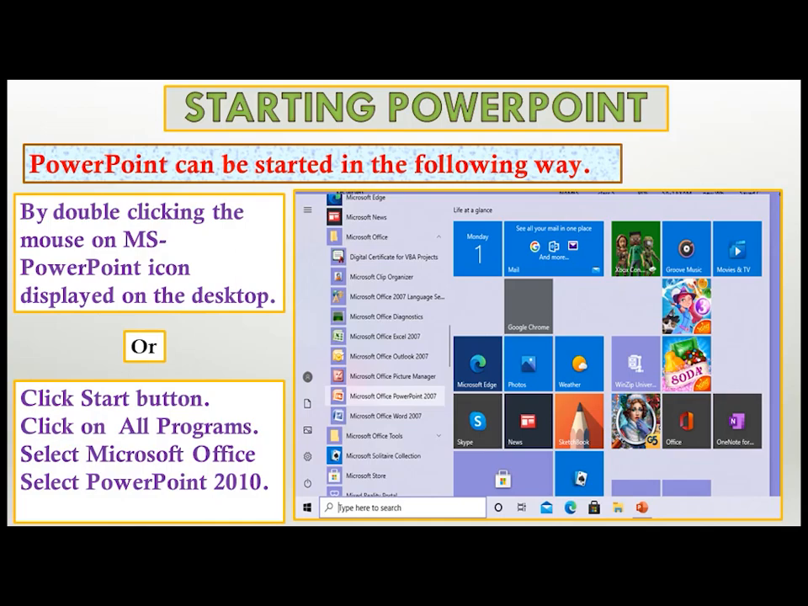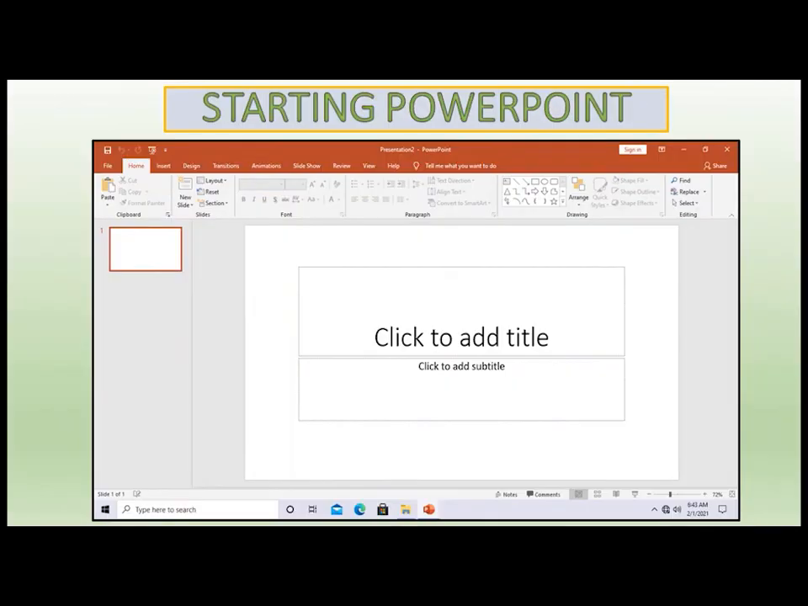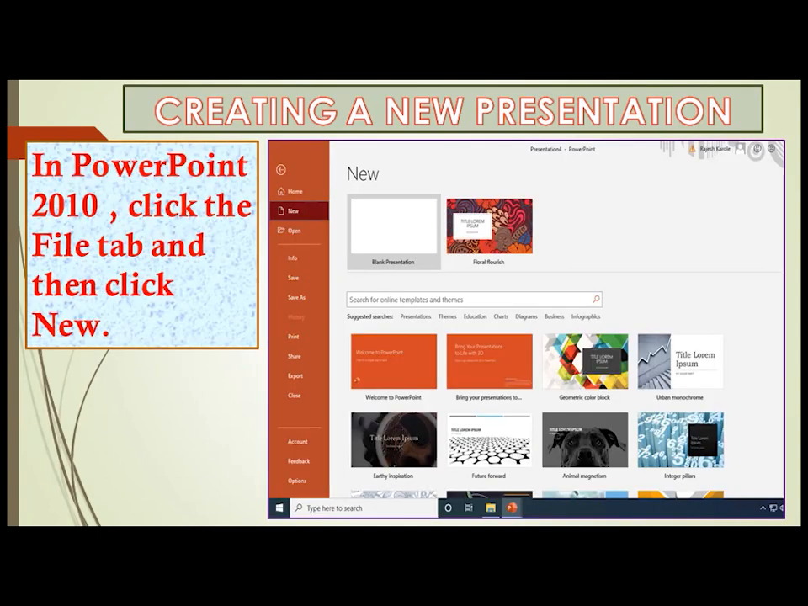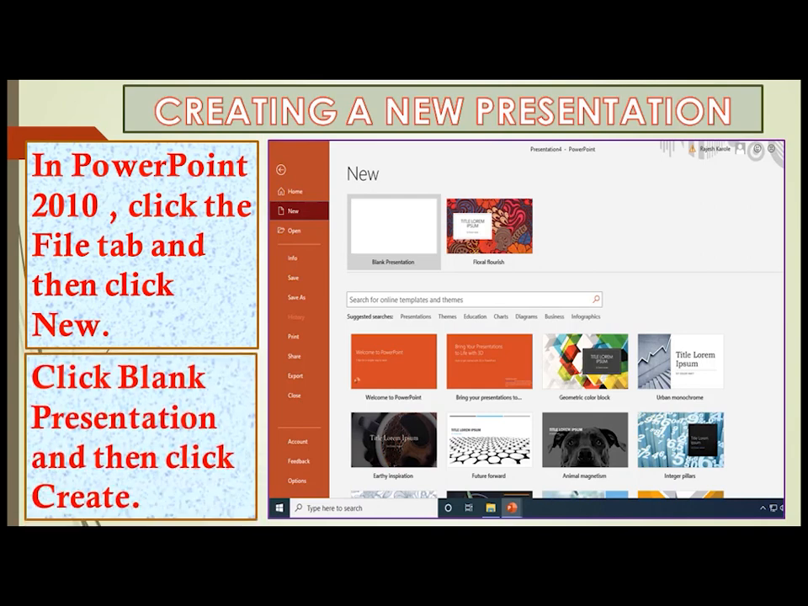Now the PowerPoint window will appear on the screen as shown in this figure. Children, this is the Microsoft PowerPoint window. It shows you a blank presentation. Now, creating a new presentation. In PowerPoint 2010, click the File tab and then click the New option. Click Blank Presentation and then click the Create option. Look at this figure, children.